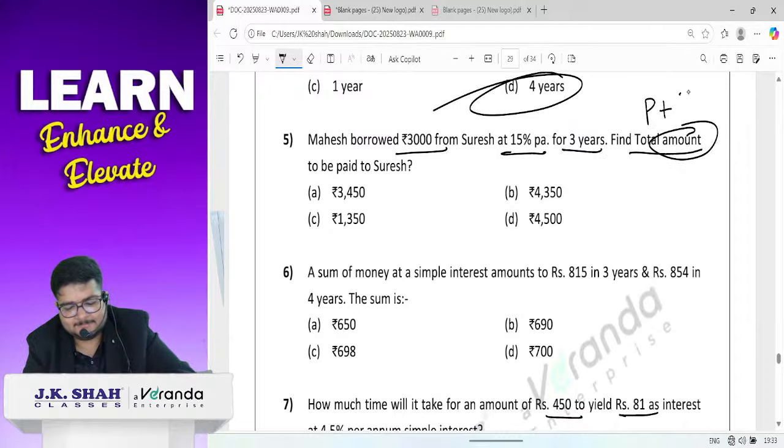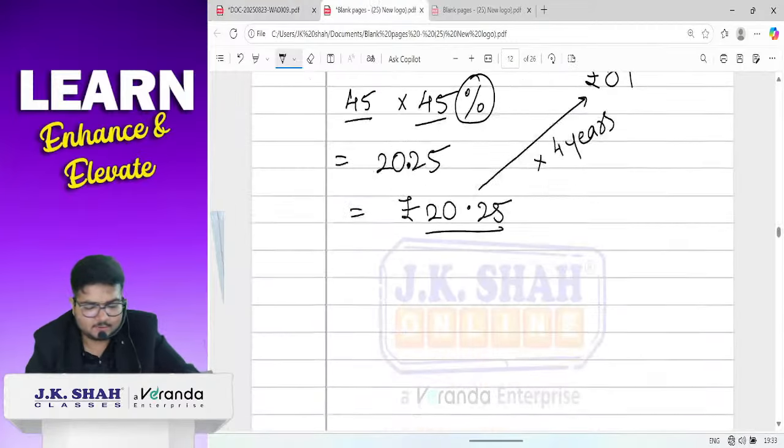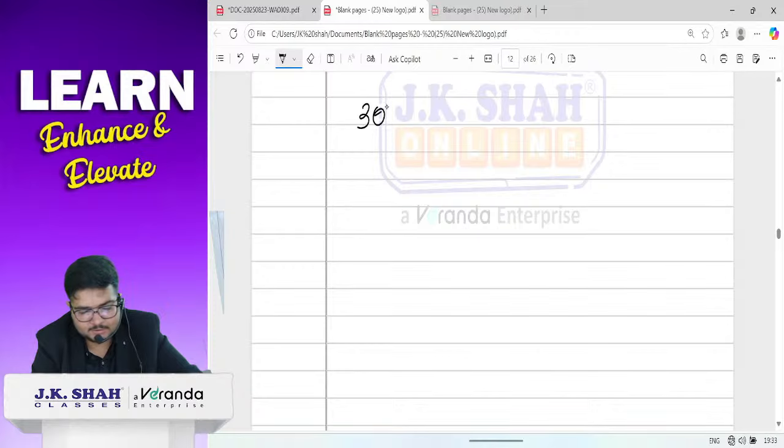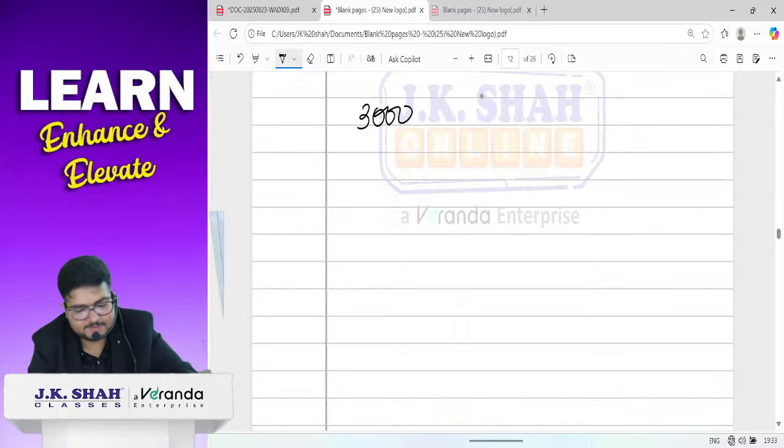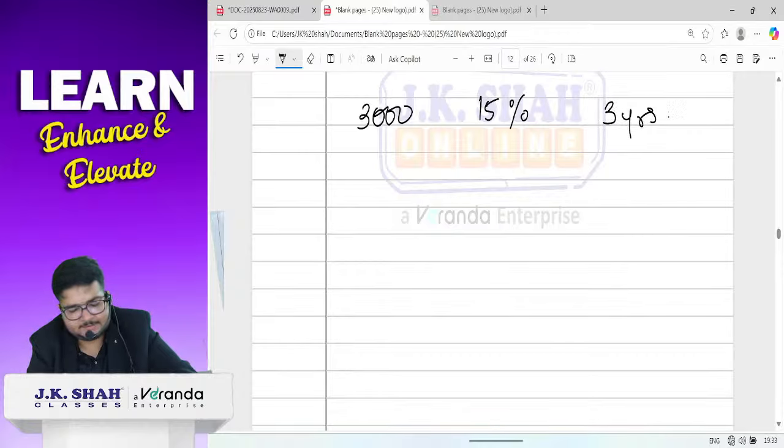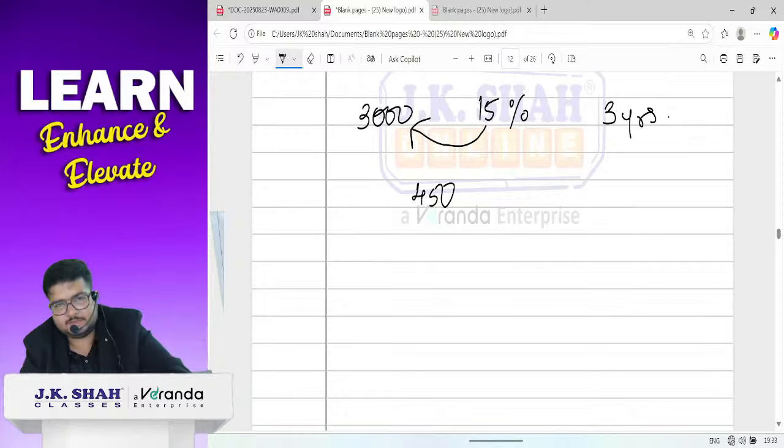Amount simply means principal plus interest, right? Mahesh borrowed 3000 at a very high rate of interest, 15%, for 3 years. First I will calculate the interest of 1 year. 15% of 3000 will come to 450. 450 is the interest of 1 year.